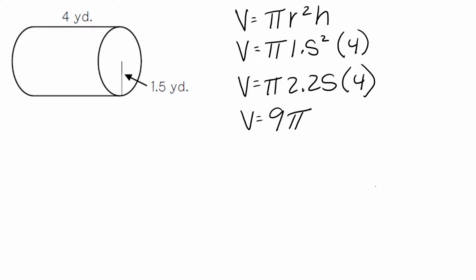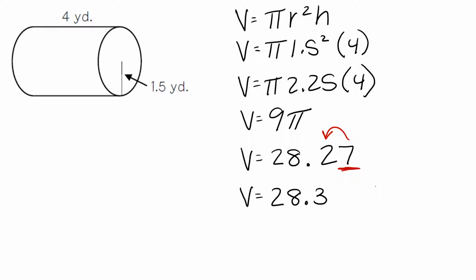There are no directions about what to multiply for pi, so we're going to use the pi button on the calculator. 9 times the pi button is going to give us 28 point and a big long decimal. We only write 2 values after the decimal place because we look at that second decimal place and decide if we round up or down. 5 and higher, we round up. 4 and less, we round down. This is a 7. 7 is 5 and higher, so we're going to round up. 28.27 rounds up to 28.3.